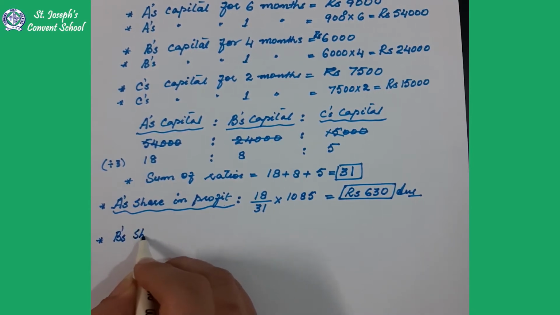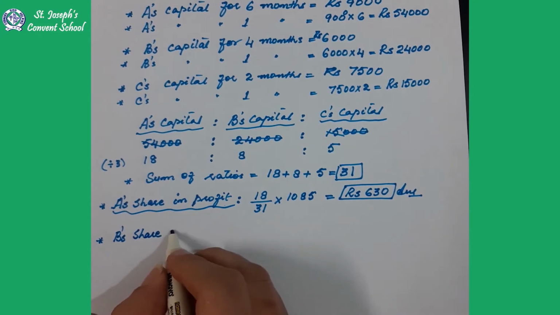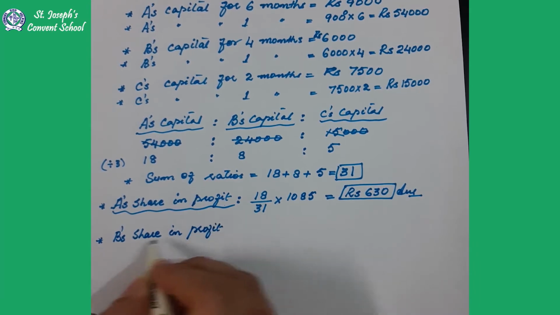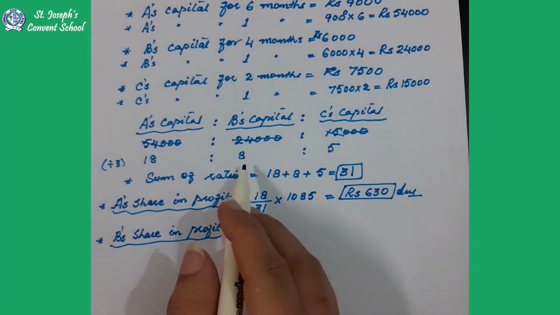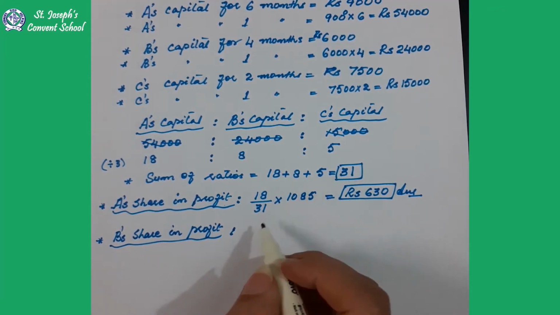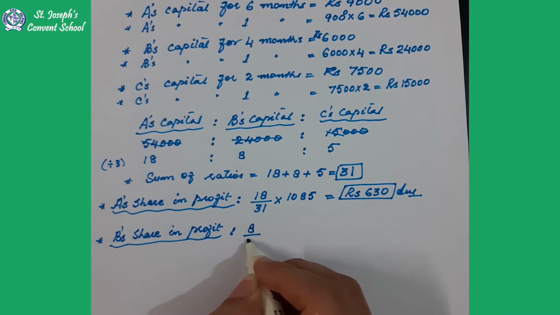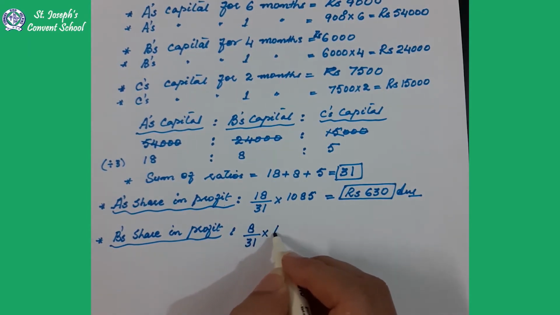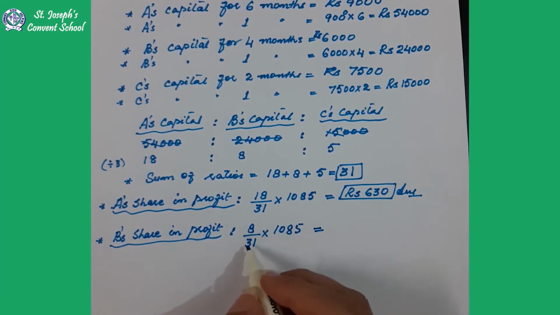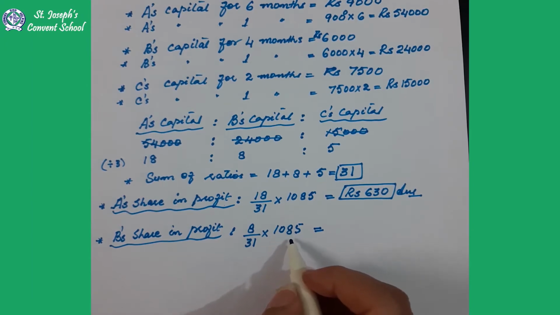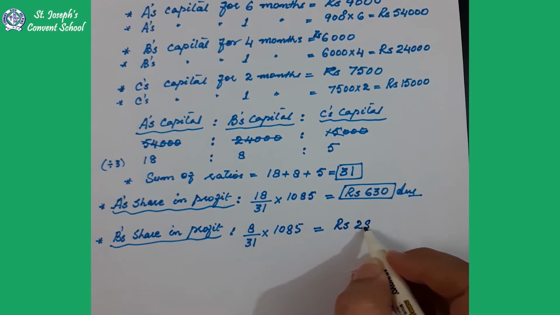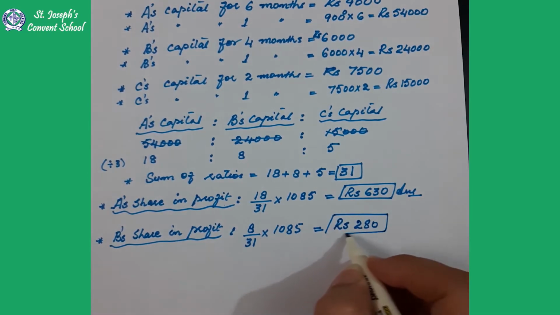Now you can find B's share in profit the same way. Same method. B's capital ratio is 8. 8 divided by 31 into profit, 1085. Again use a calculator: 8 divided by 31 multiplied by 1085. So the answer will come rupees 280. This is the second answer.